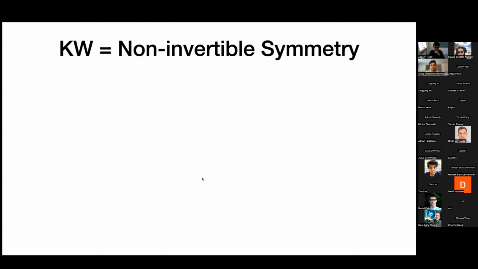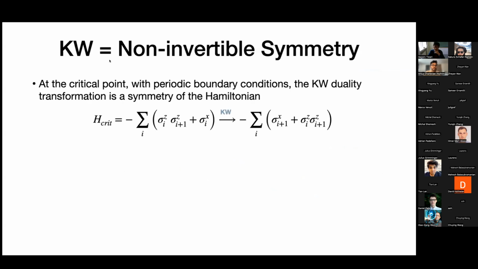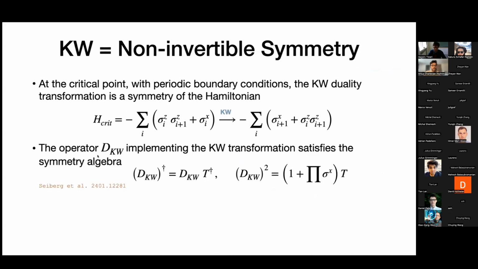Good. It turns out that you can think of this Kramers-Wannier symmetry, or the Kramers-Wannier transformation at the critical point, where the couplings are the same, this coupling and this coupling, as a non-invertible symmetry. In fact, there's an operator that these people explicitly wrote out that implements this transformation, and it satisfies this symmetry algebra. And just staring at these two equations, T is translation by a single lattice site.